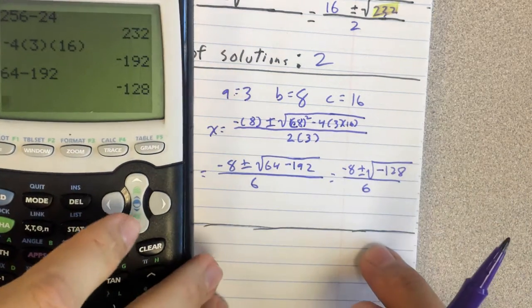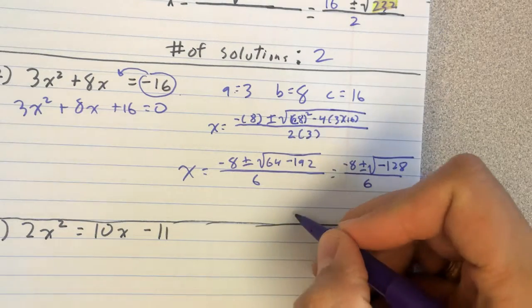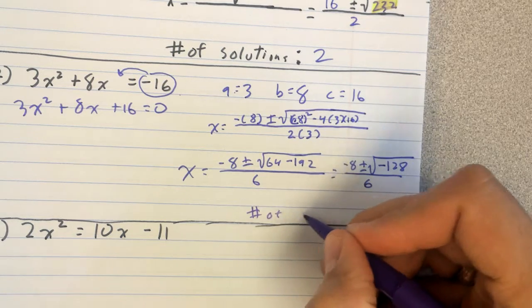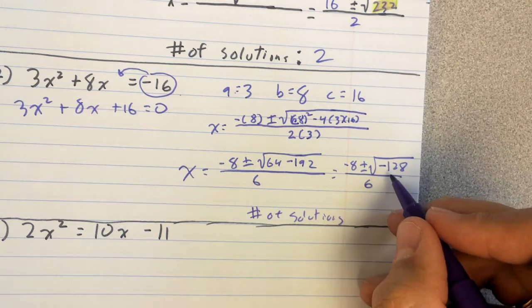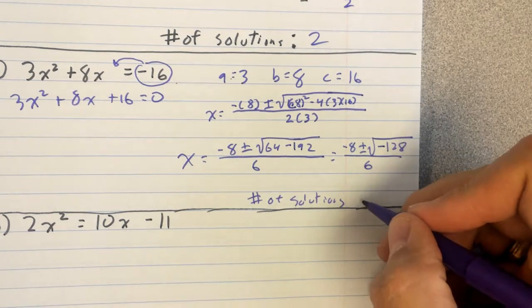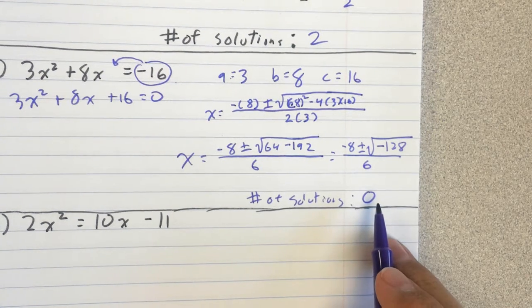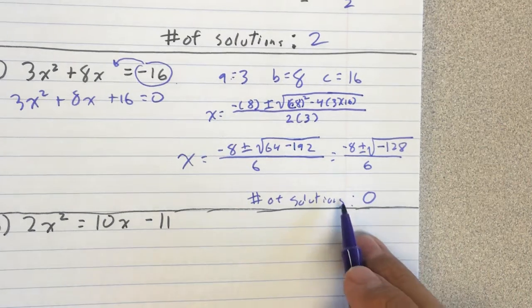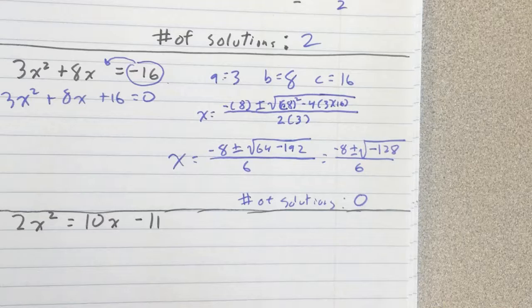That is what I'm looking for here, and I can tell you my number of solutions. That is negative, which means there are 0. There are technically, I guess you could say, 2 non-real solutions, but for right now, 0 solutions. It does not cross the x-axis at that point.